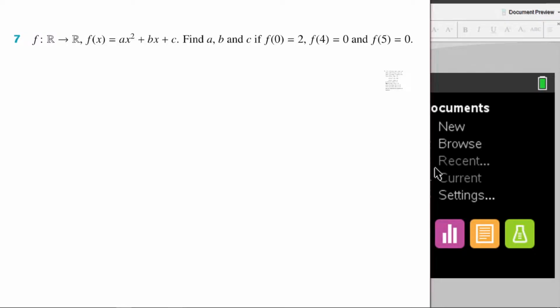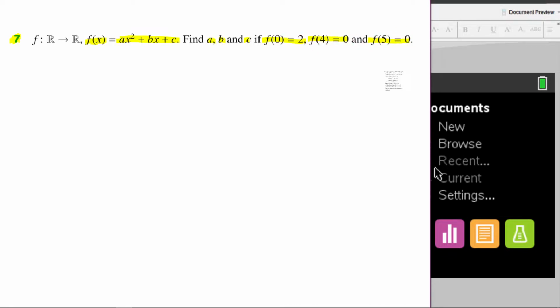Welcome. So we're going to answer this question before us. It is question 7, which says we have f of x, which is equal to this. So it is a quadratic. And then we need to find what a, b, and c are if f of 0 is equal to 2, f of 4 is equal to 0, and f of 5 is equal to 0.